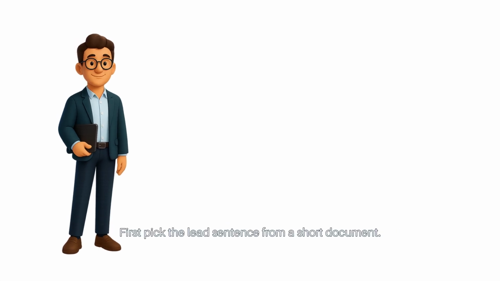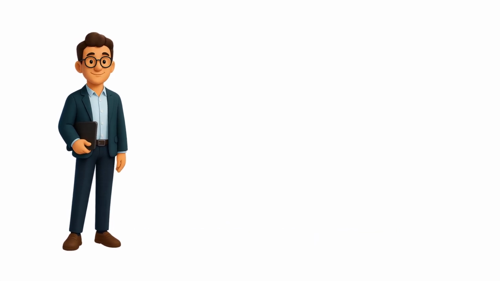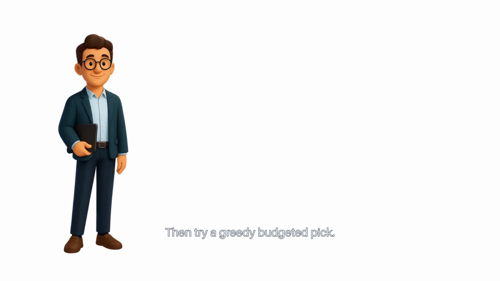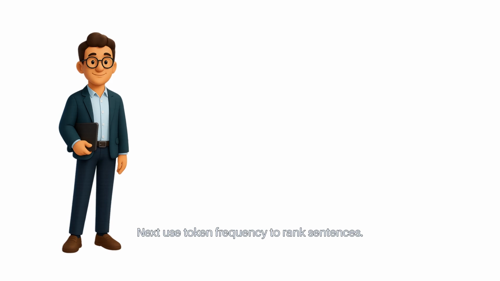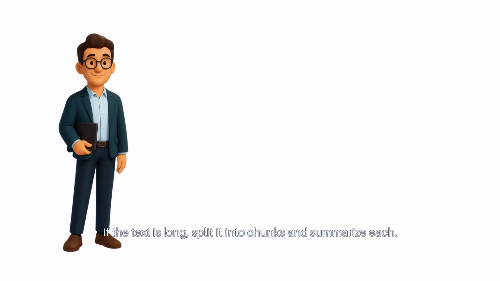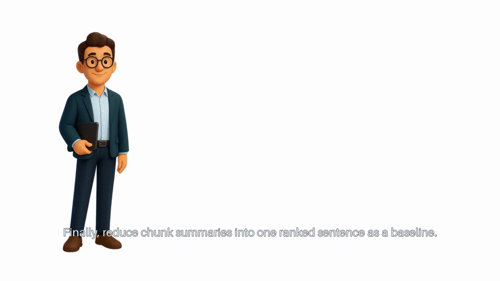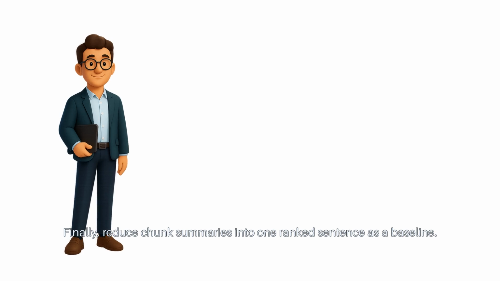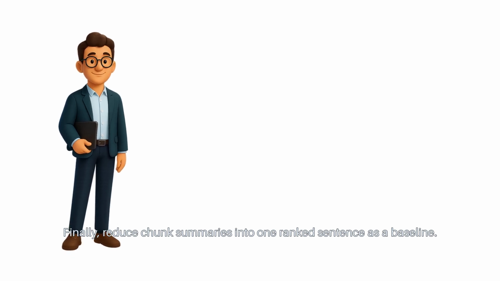First, pick the lead sentence for a short document. Then try a greedy budgeted pick. Next, use token frequency to rank sentences. If the text is long, split it into chunks and summarize each. Finally, reduce chunk summaries into one ranked sentence as a baseline.